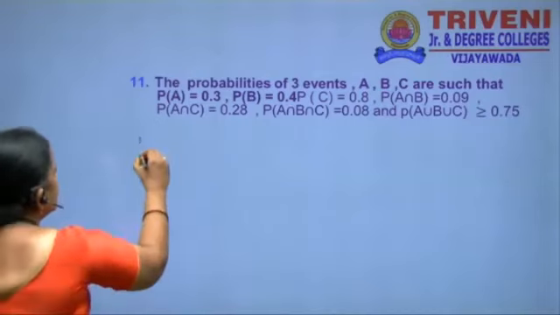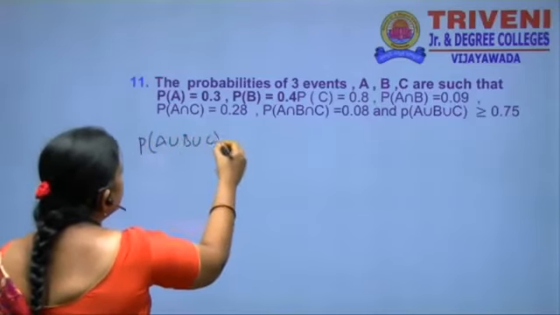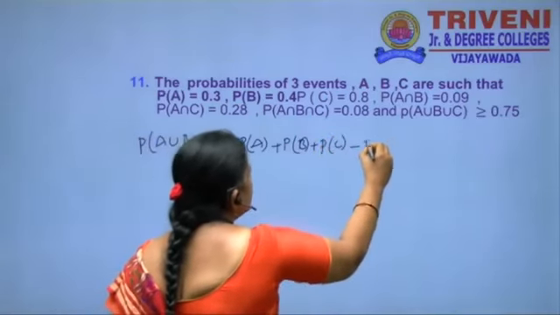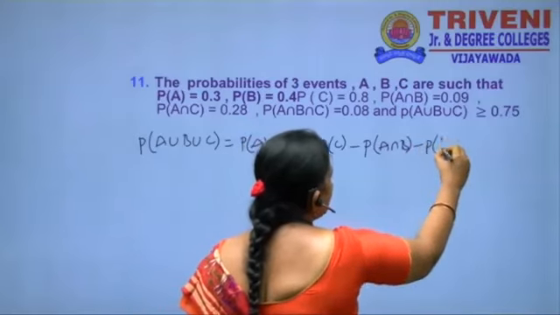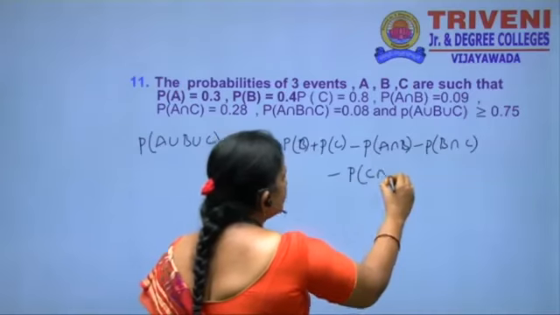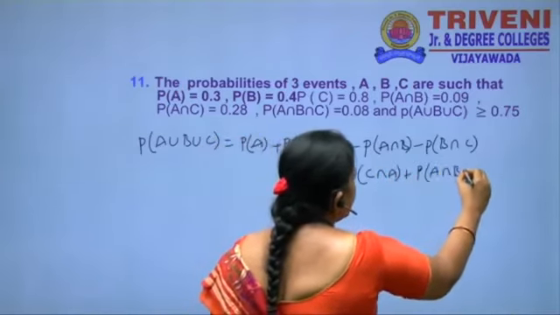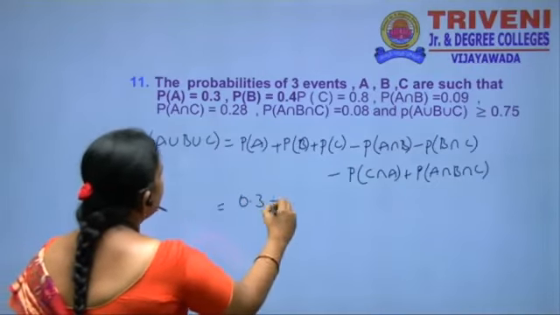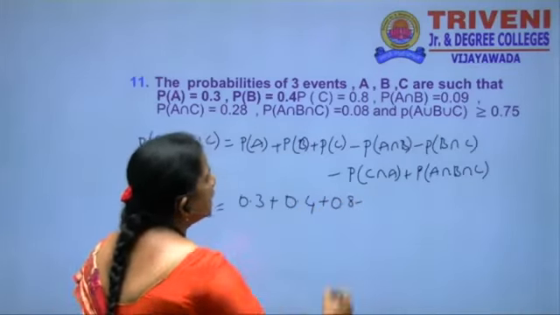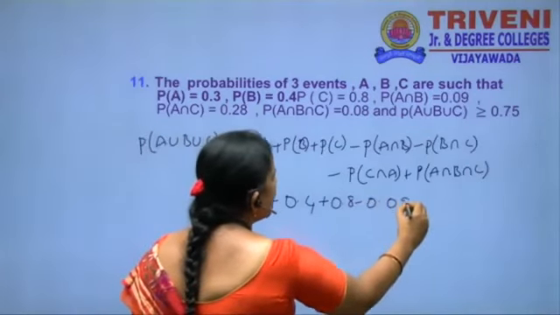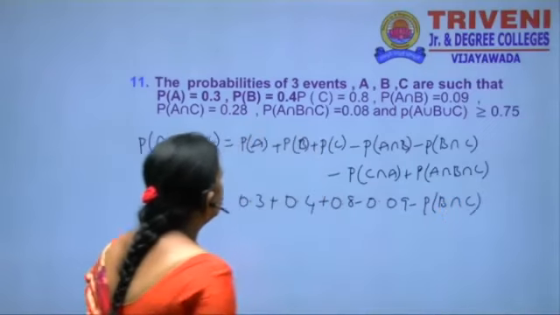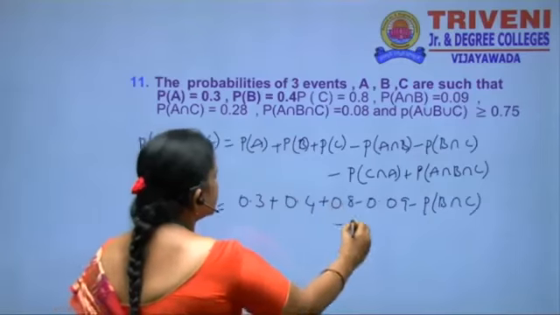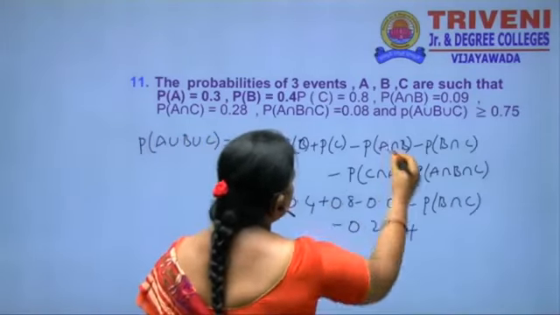Then here, using the formula, P of A union B union C is equal to P of A plus P of B plus P of C minus P of A intersection B minus P of B intersection C minus P of C intersection A plus P of A intersection B intersection C. Substituting the values, P of A is equal to 0.3, 0.4, 0.8, and P of A intersection B is 0.09, but they have not given the value of P of B intersection C. Then A intersection C is 0.28, and the A intersection B intersection C value is 0.08.